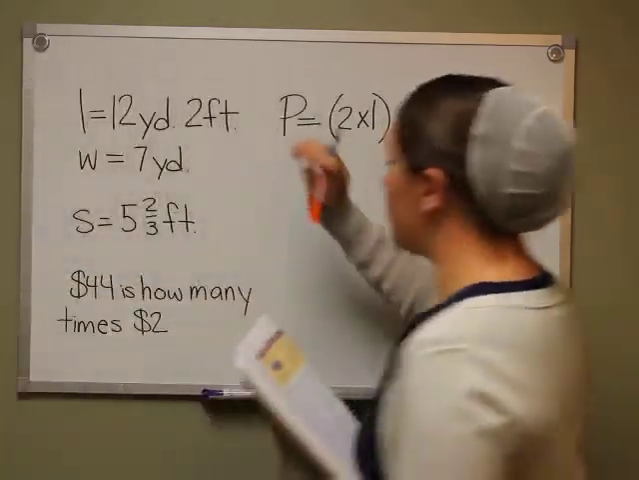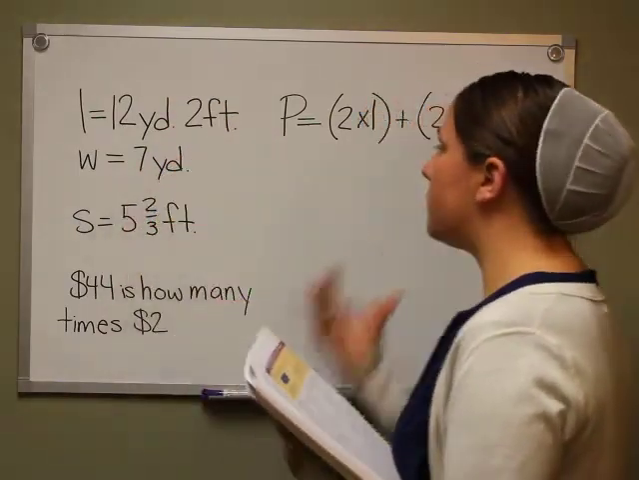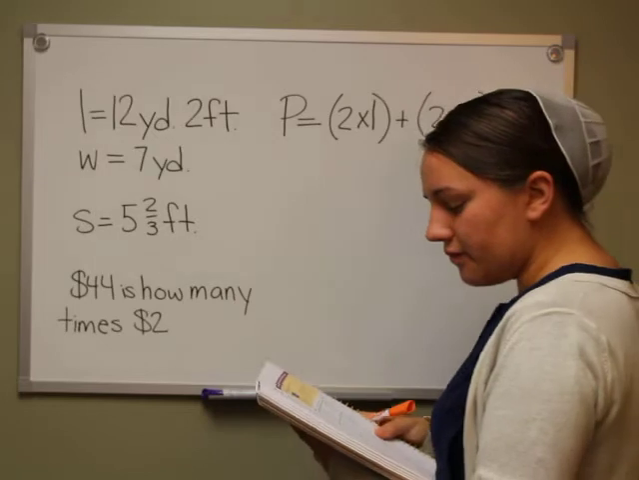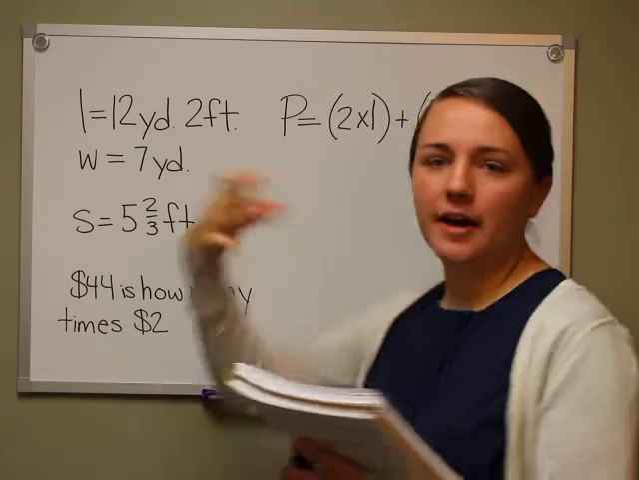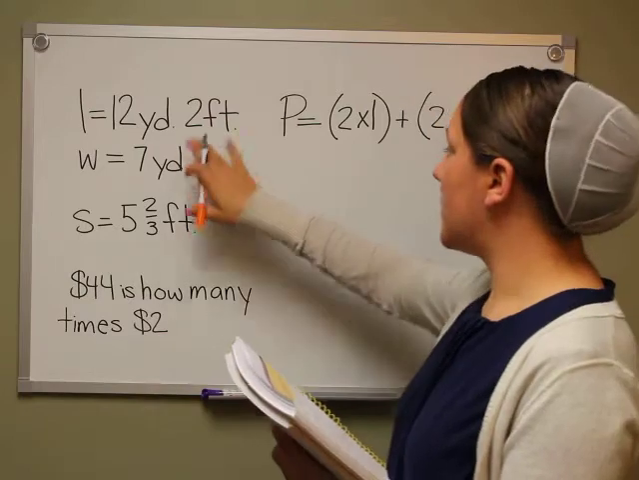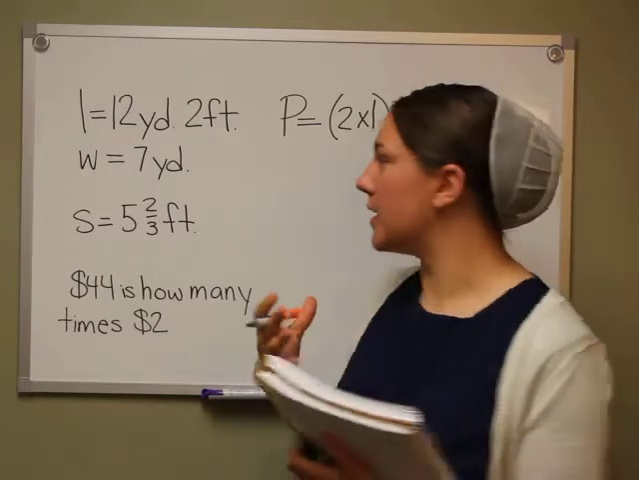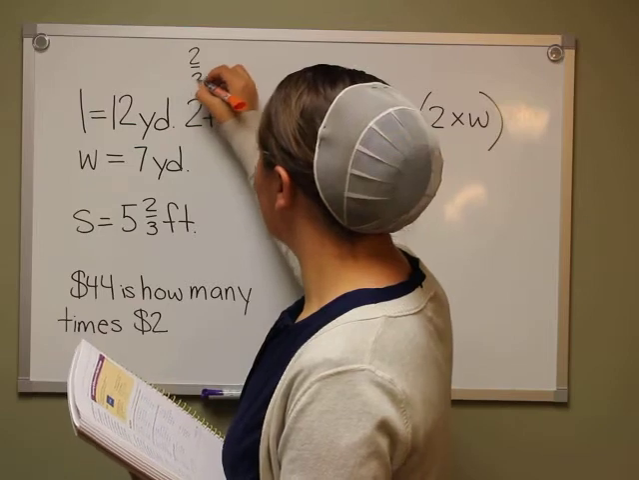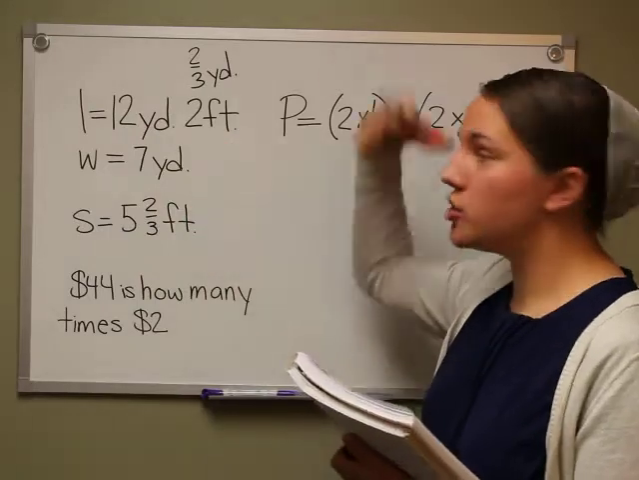So here is our rectangle. Our length is 12 yards and 2 feet. Our width is 7 yards. Now to find the perimeter of this rectangle, we must make our units the same. So let's first change feet to yards here. How many feet are in a yard? There are 3, okay? So 2 feet is how much of a yard? And remember, since that's not even a whole yard, we're going to make it a fraction. So we have 12 yards and 2/3 yards, okay? So 12 yards and 2 feet would be 12 and 2/3 yards.